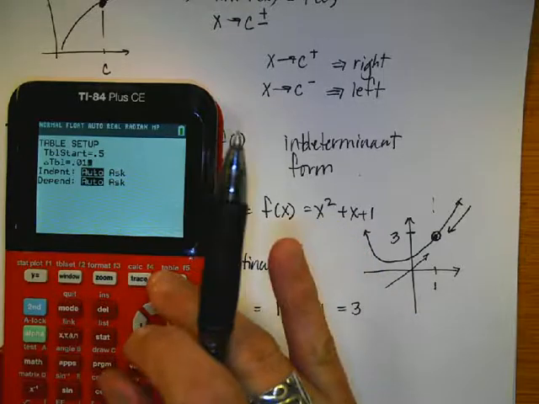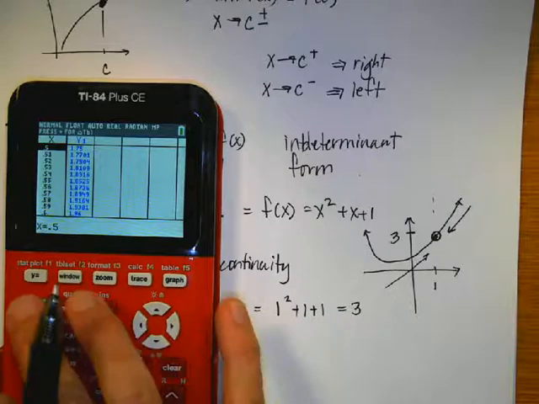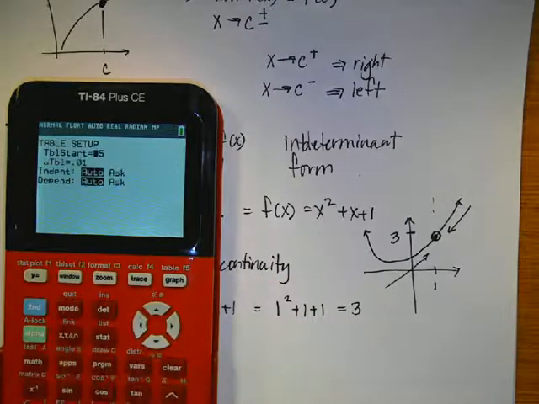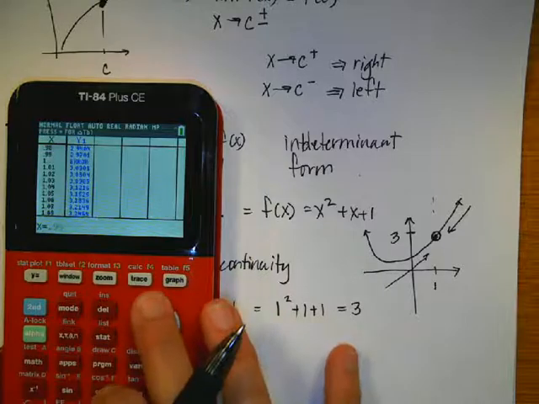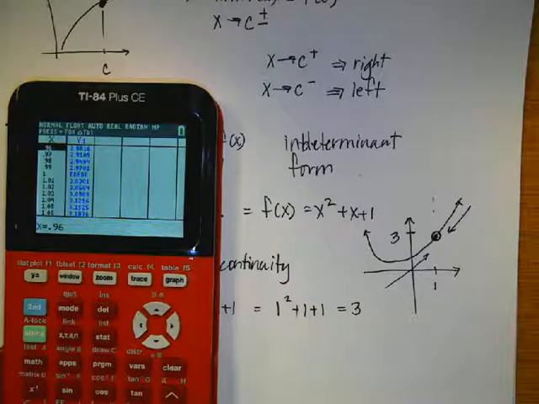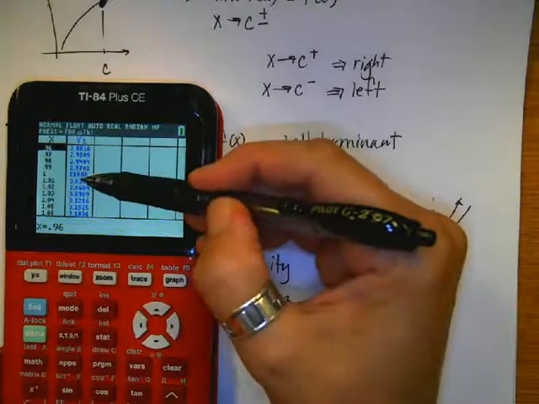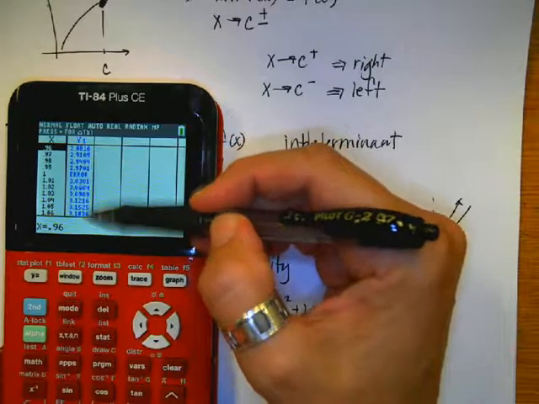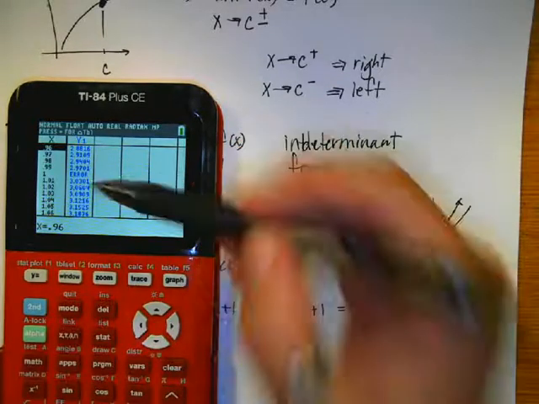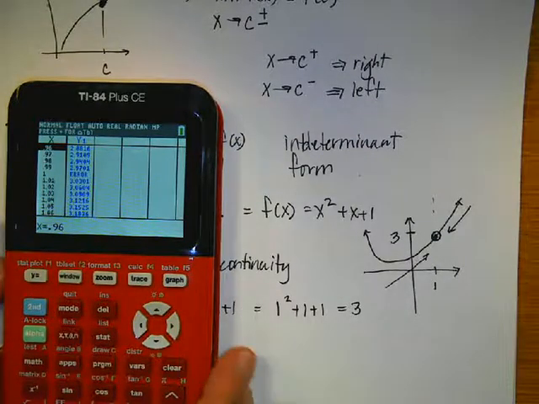Okay? Ooh, that's bad. Go back to my table set, and I'm going to start at 1 again. Now I'm going to look at my table. And notice it seems a little bit more clear that as I come in from the left, I'm approaching 3, 2.97, and then over here I'm approaching 3 as I come in from the right. So that would be my tabular confirmation that the limit of the function is actually 3.